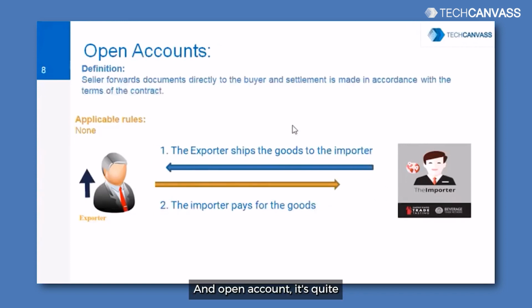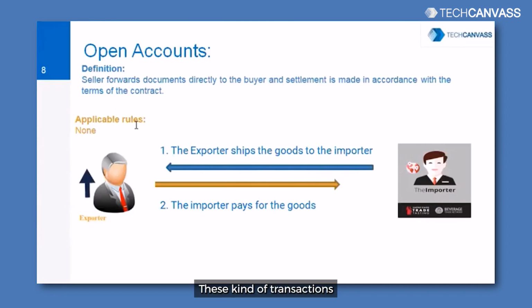Okay, and open account is quite the opposite of advance payment, where the importer gets the goods first and later pays the money to the exporter. Here the exporter is at risk. He may or may not get the money once he ships the goods to the importer. That is the risk in open account.